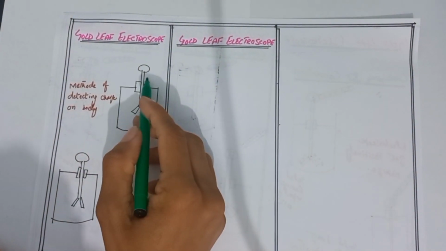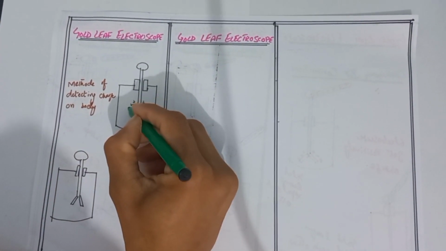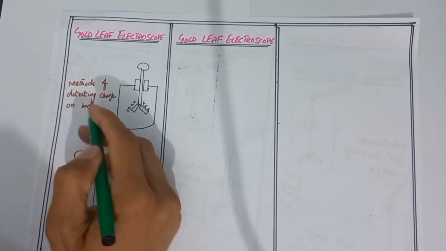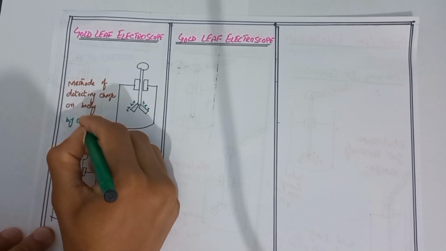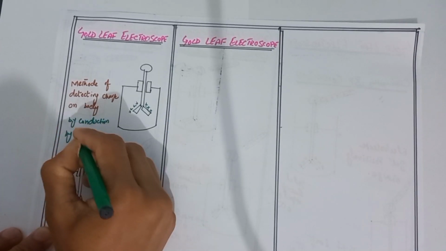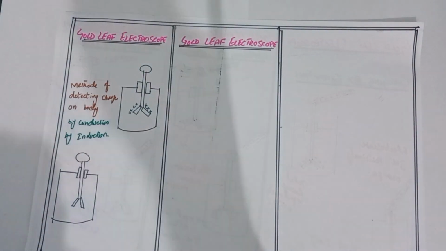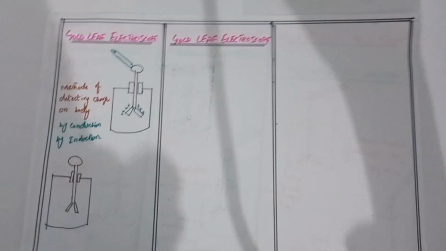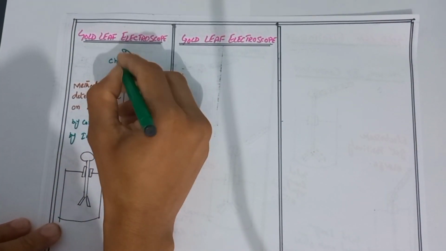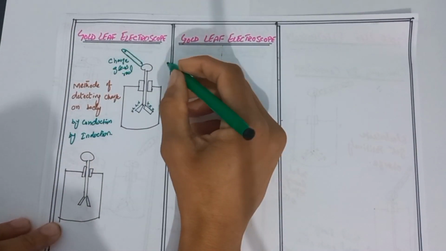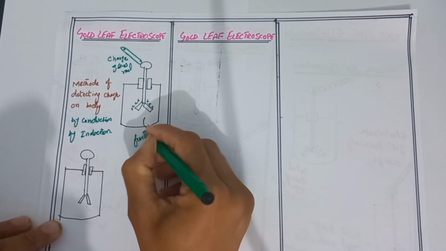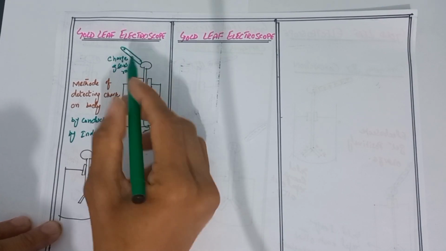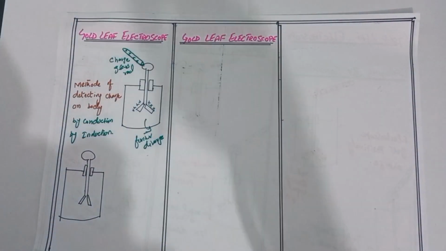Take a positively charged gold leaf electroscope. The diverged leaves indicate the presence of charge on the electroscope. We can detect the charge on any body by conduction or by induction. Now bring a charged glass rod in contact with the metal ball. Then the leaves diverge further. This further divergence of the leaves says that the body in contact with the metal ball is positively charged.